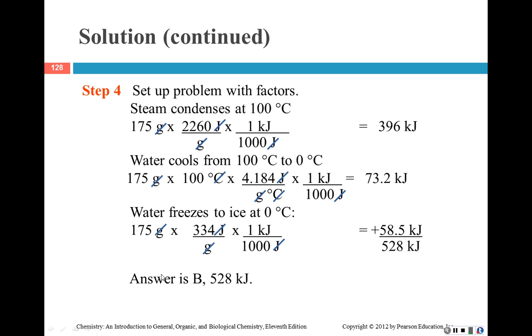Then you have to freeze the water, which takes 334 joules per gram of your 175 grams, and then conversion, and that gives you 58.5 kilojoules. And so all three of those steps have to occur in order for this to happen, and so you have to add the energy required in each step, and the total gives you 528 kilojoules. Whew, that's a toughie.